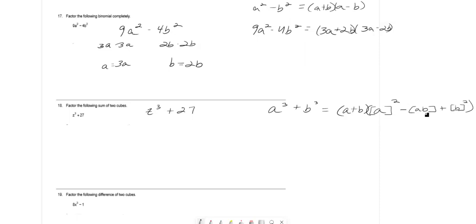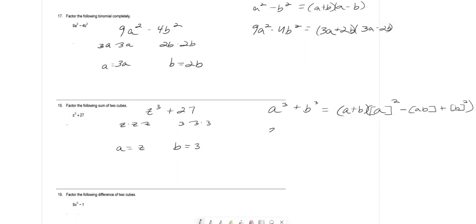So we're seeing that we have z to the third power. So that just means that z times z times z gives us z to the third. That's what makes it a perfect cube. We have 27. 3 times 3 times 3 equals 27. And that's what makes 27 a perfect cube, the fact that we have three identical factors that multiply to equal 27. So I'll say that my a is z and my b is 3.